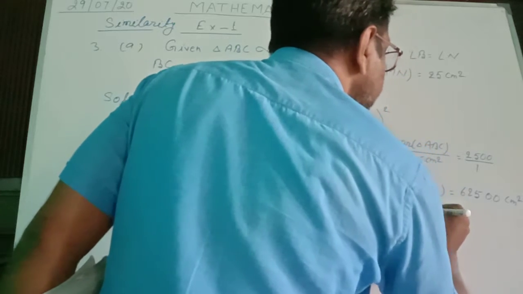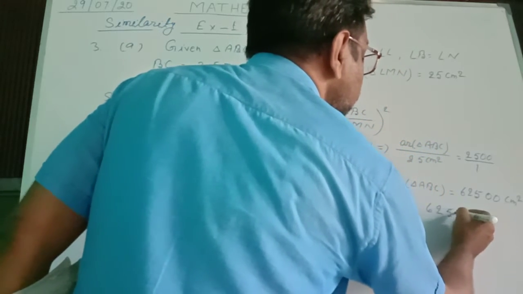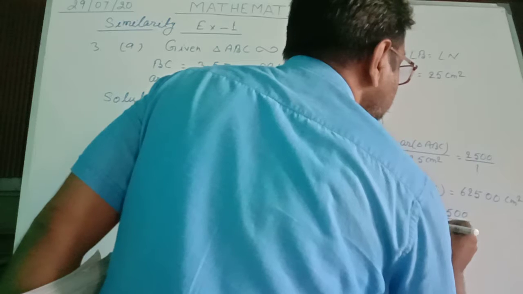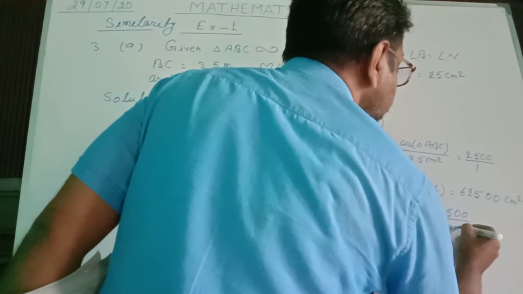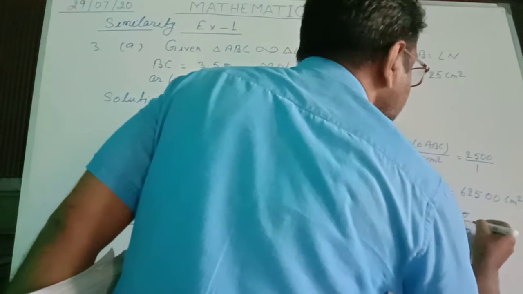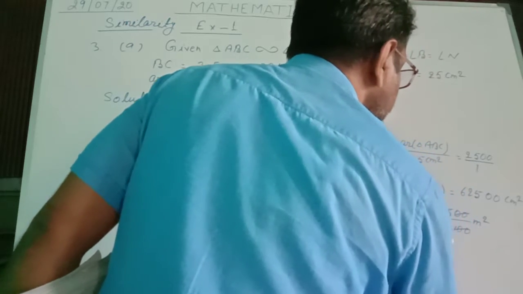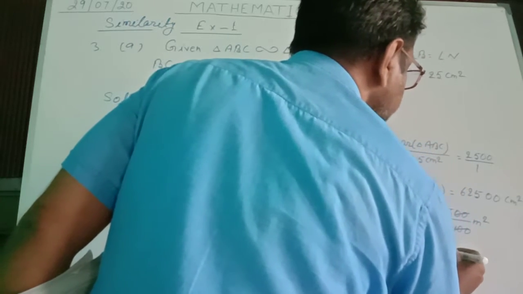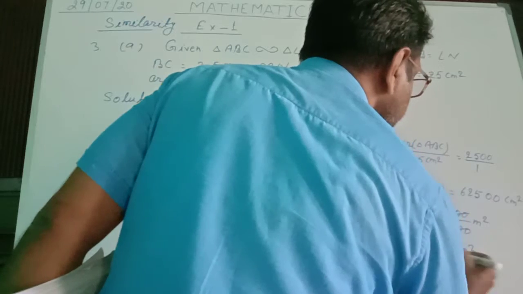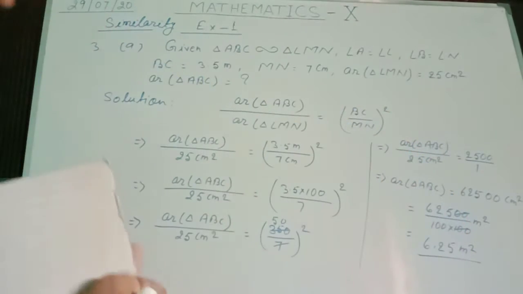If you change into meter square, double zero, that will be divided by 100 into 100, so this cancel that much meter square, so 2 zeros are left, that is 6.25 meter square. Area of triangle ABC equal to 6.25 meter square.